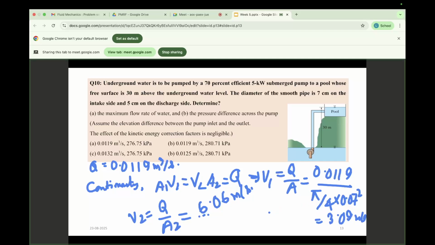Okay, so both the velocity we have got. Now we can calculate this. See, in the first question, this value of the maximum flow rate that we have got as 0.001. So from this, what we have got that option C and option B cannot be the correct answer. So only remaining is option A and B. Now we have to check for the pressure difference across this pump. That means P1 minus P2. So now for this I have to use this Bernoulli's equation, right? So just remember this velocity value.